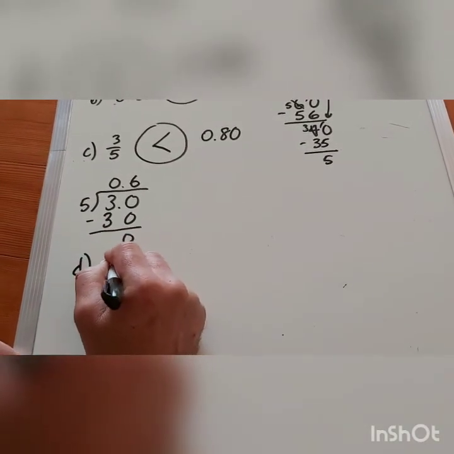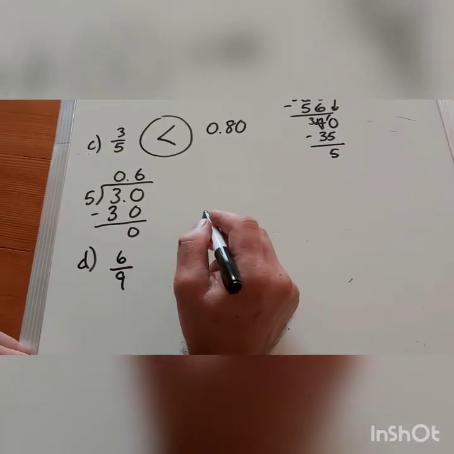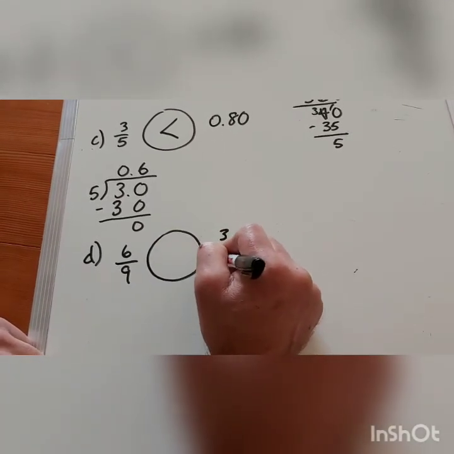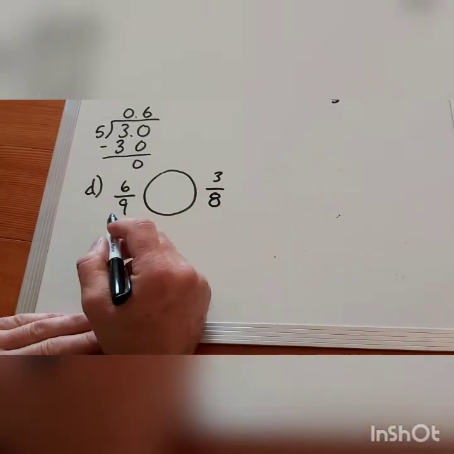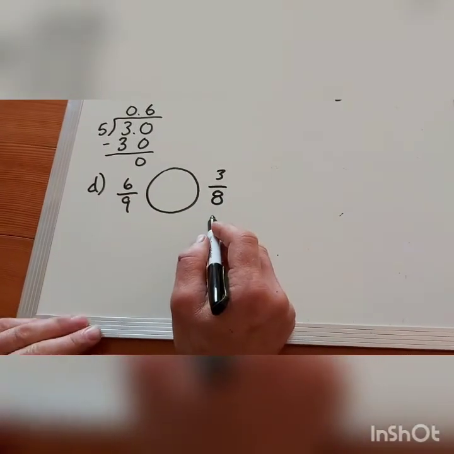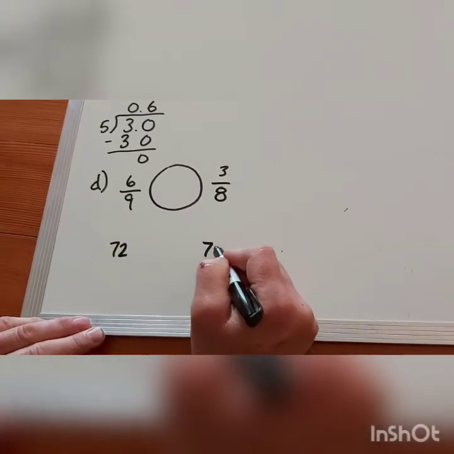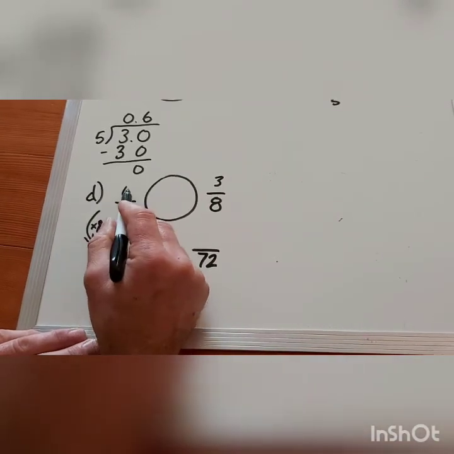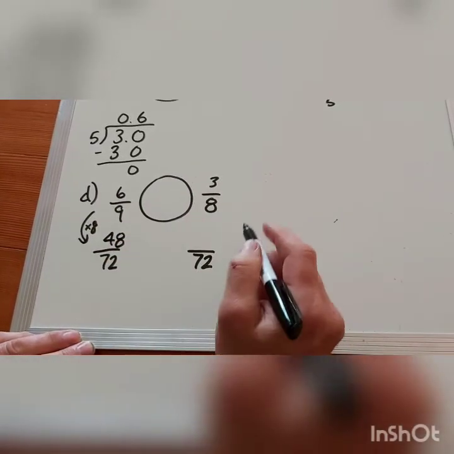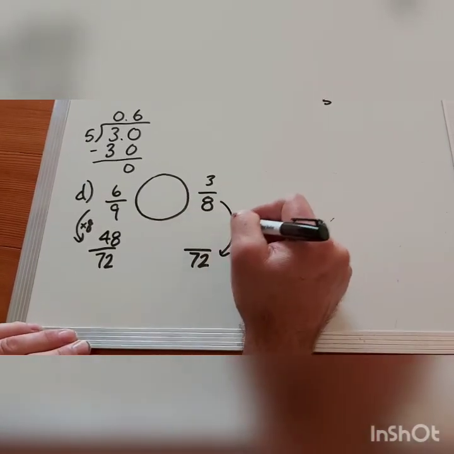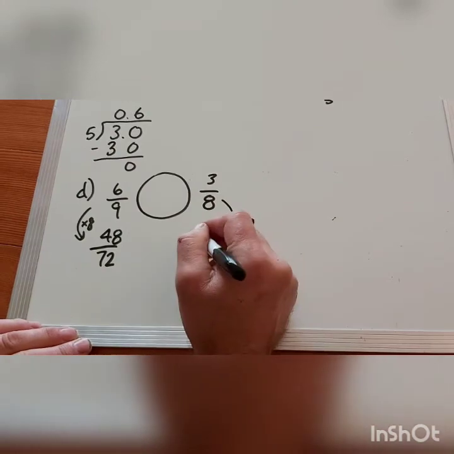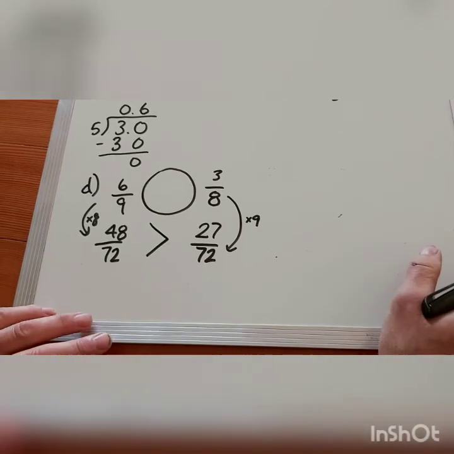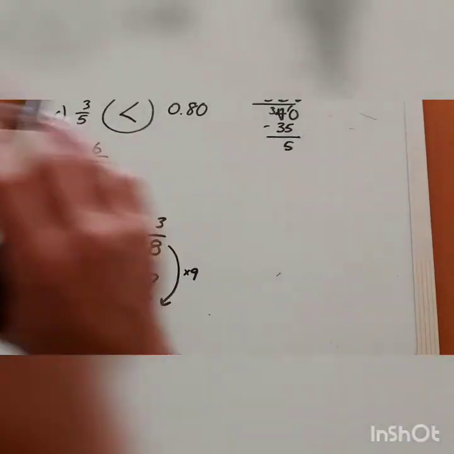For question D, we have 6/9 compared to 3/8. And I have a feeling that 6/9 is going to be bigger, but we want to confirm this. So in order to do that, we need an LCD. In this case, it's going to be 72 by multiplying 9 times 8. So in the top case, we multiply this one by 8. 6 times 8 is 48. In this case, we multiplied by 9. 8 times 9 is 72. 3 times 9 is 27. Clearly, 6/9 is greater than 3/8. And let me just erase my board here so I have some room.